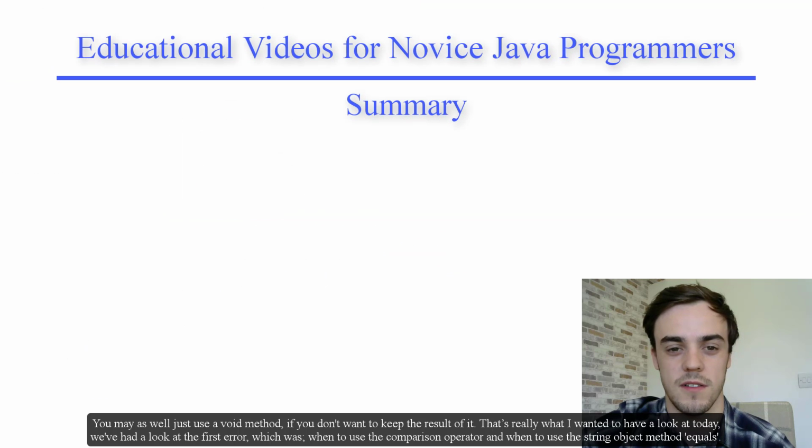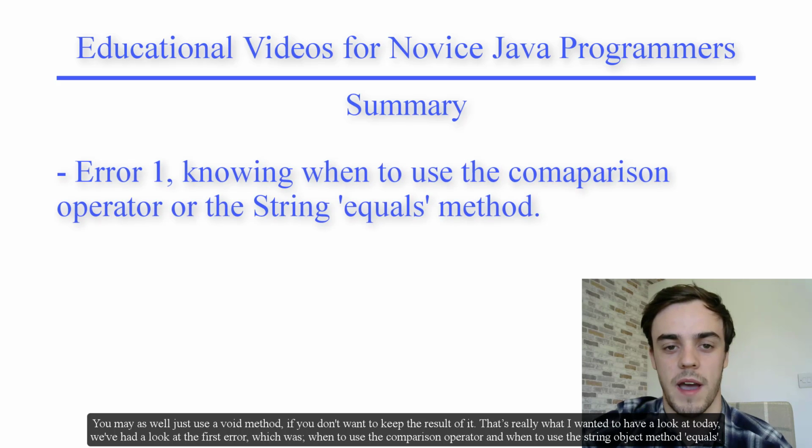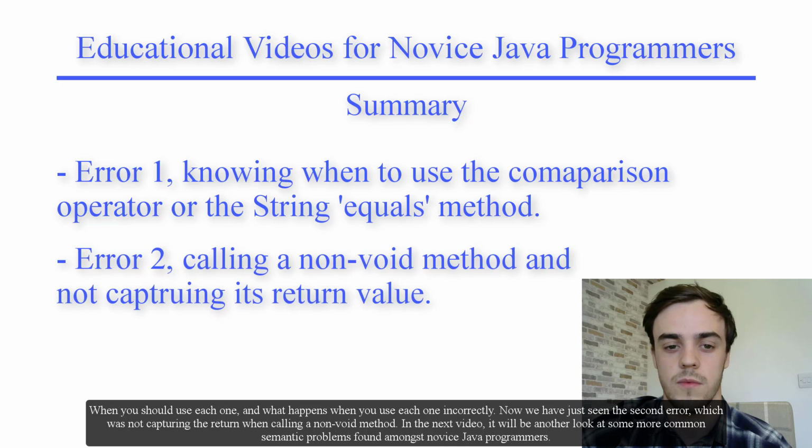So that's really what I wanted to look at today. So we've had a look at the first error, which was when to use the comparison operator and when to use the string object method equals, when you should use each one, and what happens when you use them incorrectly. And now we've just seen the second error, which was not capturing return values when calling a non-void method.